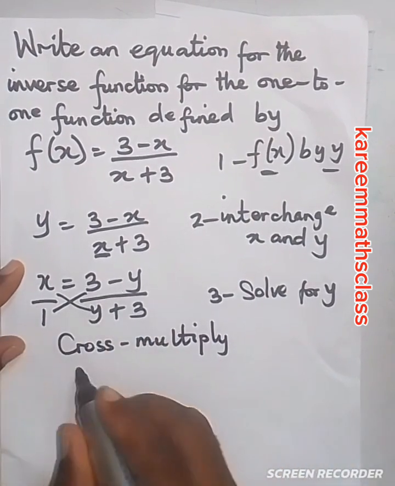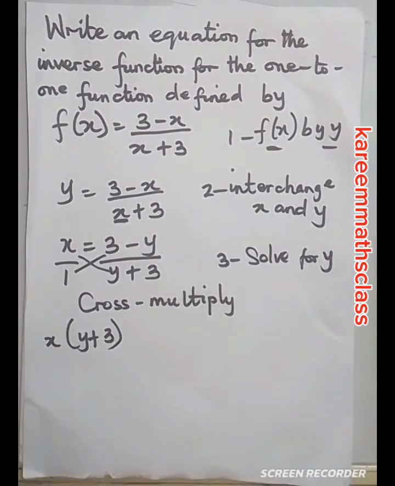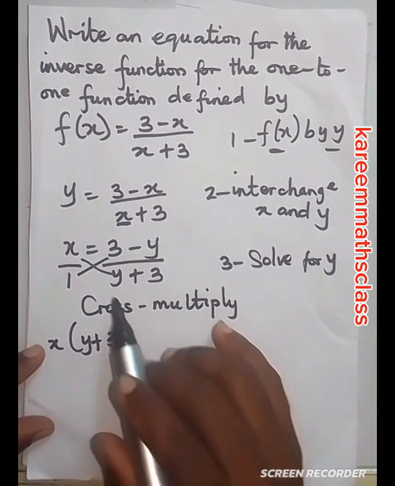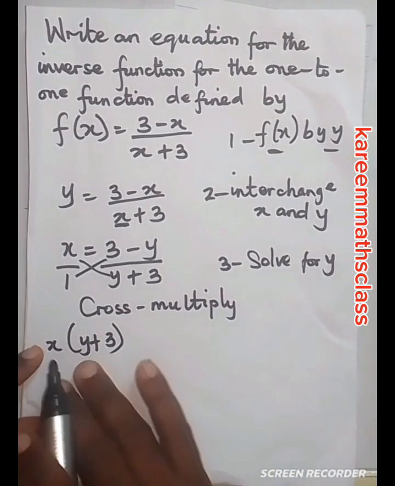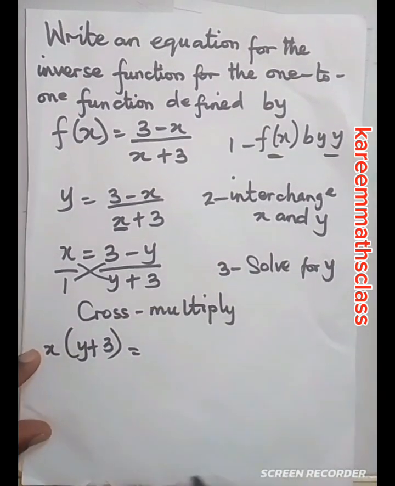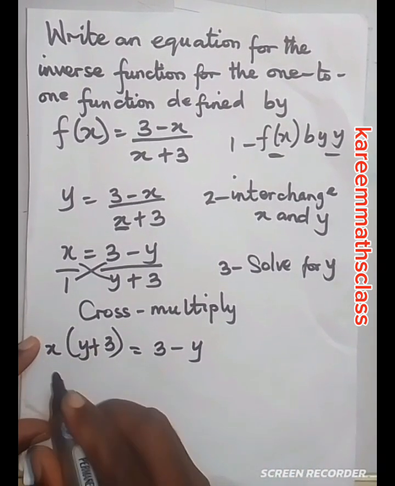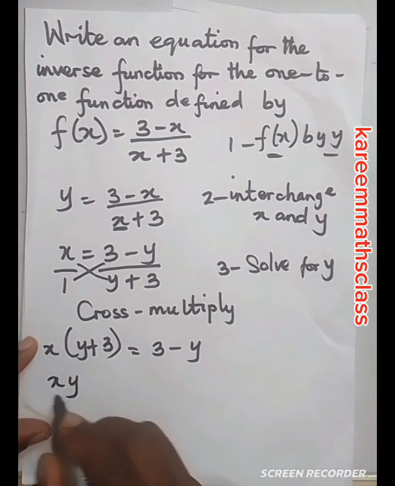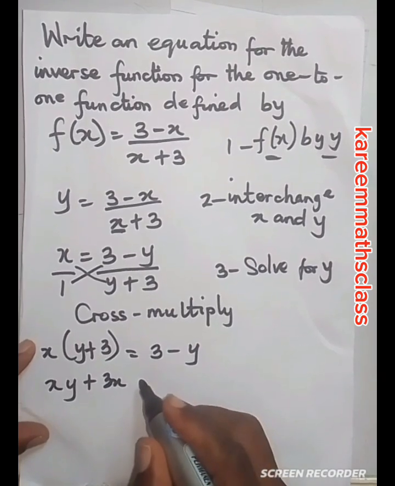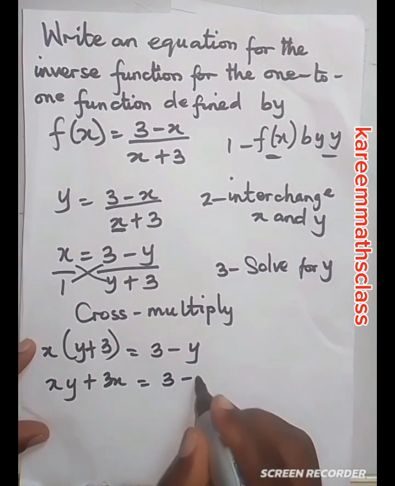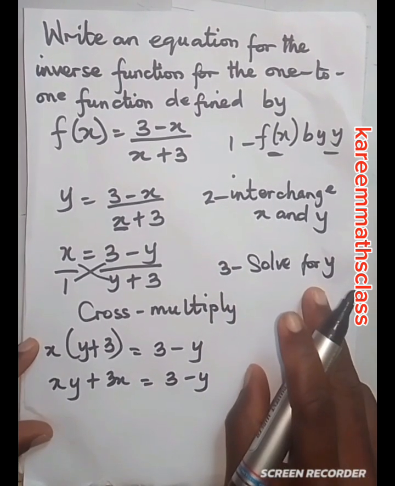So we're going to have x in bracket y plus 3, equals to, multiply 1 by this, you're still going to have 3 minus y. So when we open the bracket, we're going to have xy plus 3x. So we have xy plus 3x is equals to 3 minus y. That's for our third step, we solve for y.